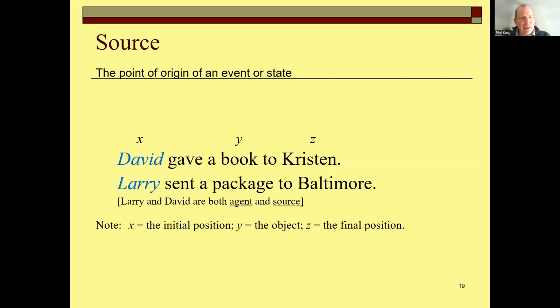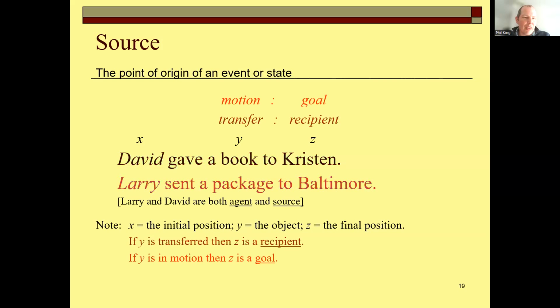And we can see here the initial position is the thing that's in X. The object is in Y, that's the theme, and located under Z there, the final position where something ends up. And we notice that if Y is transferred, then Z is a recipient. So David gave a book to Kristen. The book is the theme. Kristen is the recipient.